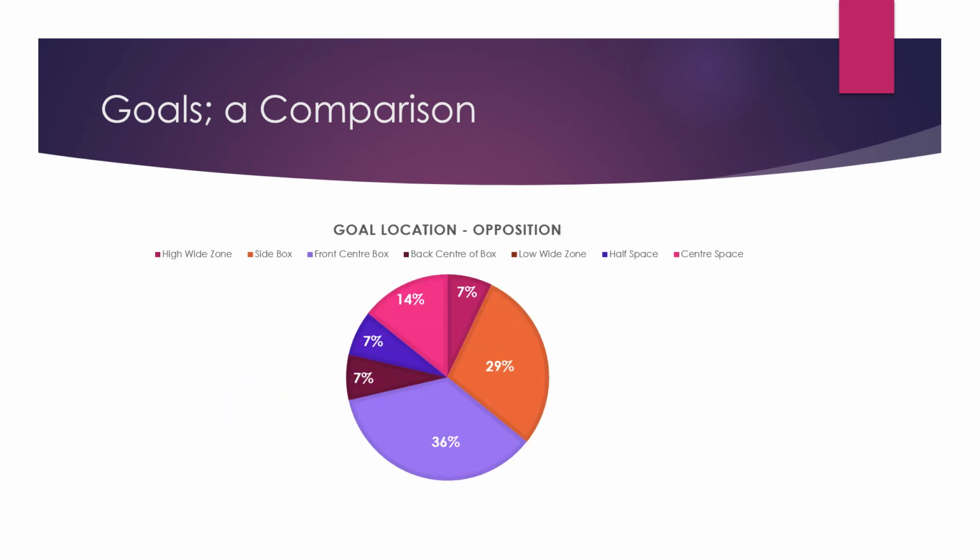So where are these goals coming from? It should shock no one that they're coming from the box. 36% is coming from the front side of the box and 29% from the side of the box. That's our castle. Whenever the ball gets into those dangerous areas, that's why it's a dangerous area, because that's where the goals are going to come from.